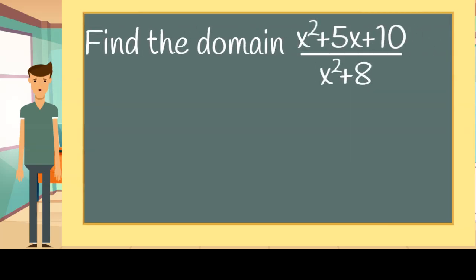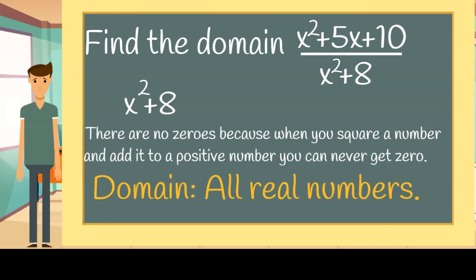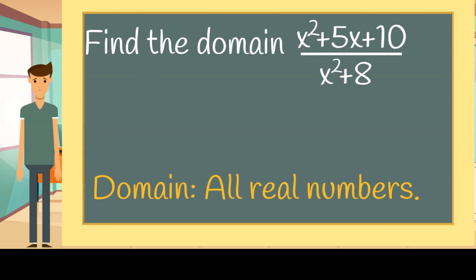Example 3. What is the domain of x squared plus 5x plus 10, over x squared plus 8? The denominator is x squared plus 8. There are no zeros because when you square a number and add it to a positive number you can never get 0. Therefore, the domain is all real numbers.